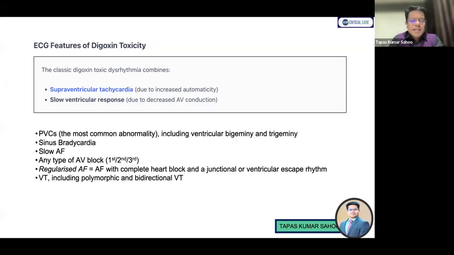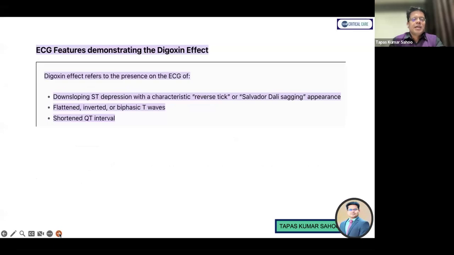So this is the complete ECG feature, and you can get any of that when the patient is receiving digoxin. Now, digoxin features or effect doesn't always imply that the patient is having digoxin toxicity. That means the patient may show these ECG features if the patient is taking digoxin regularly.